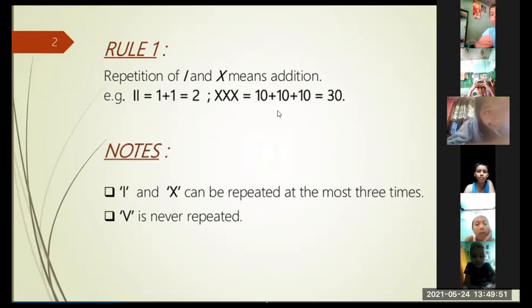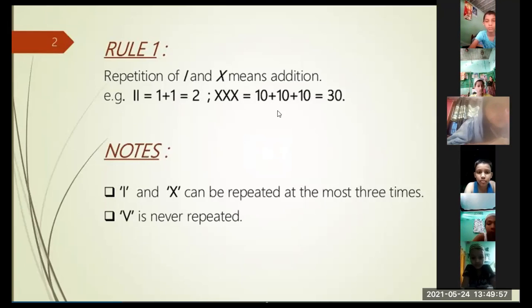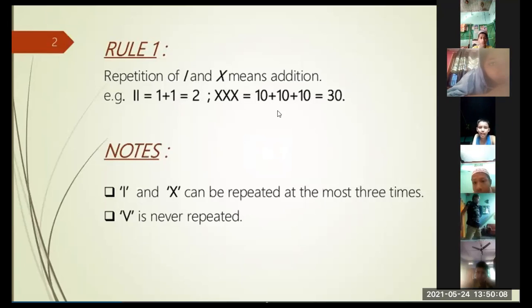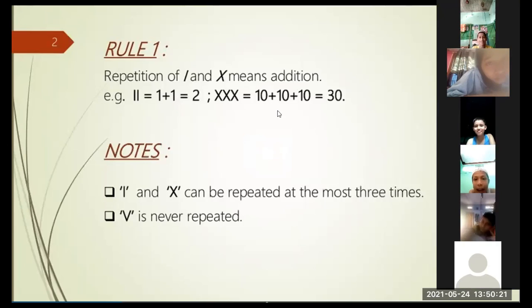So do one thing, write rule 1 in your copy. Or those who know how to take a screenshot, you can take the screenshot also. After that you can write. Okay. Let's begin. Okay, very good. You are expert at this. Unmute yourself. Mute yourself. Background sound is coming. Mute yourself.